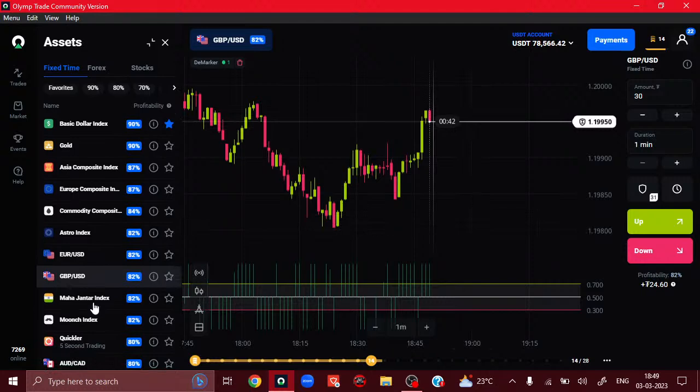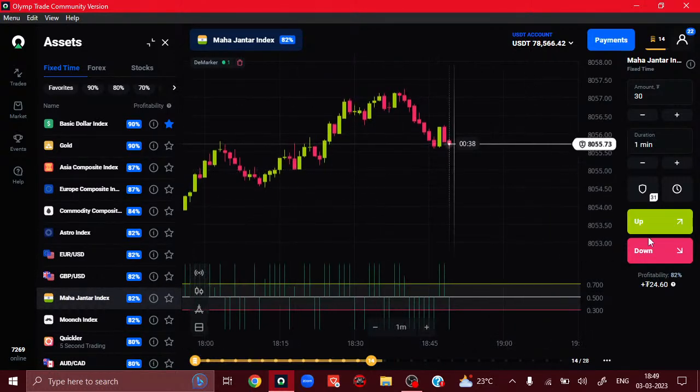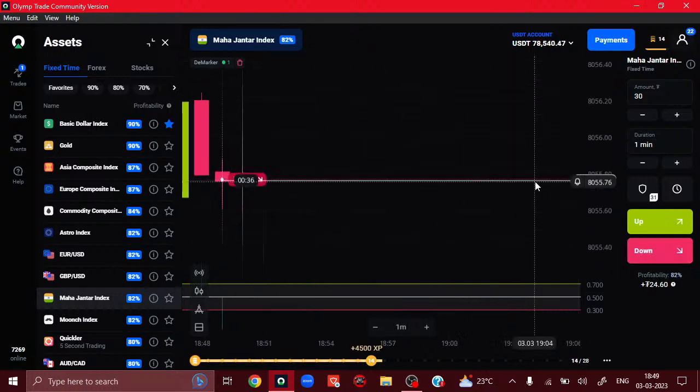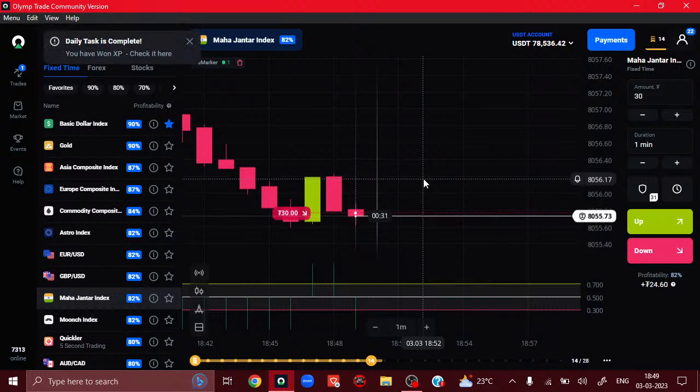Let us try to make a few more trades now. Whenever the D marker is shifting, like here we have a trade for the downward direction. Again, I am entering into 1 minute duration for the downward trade.